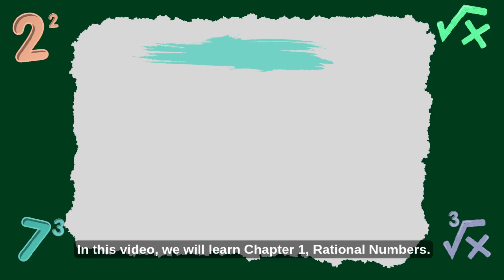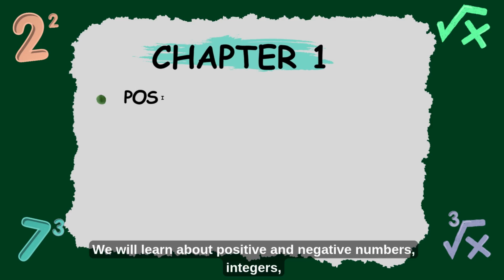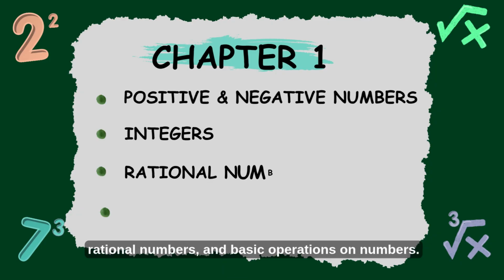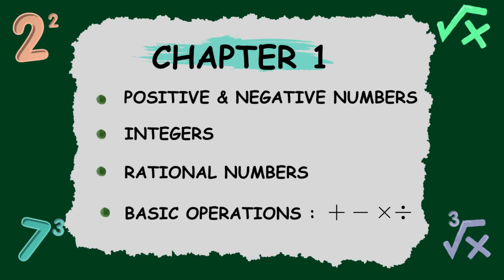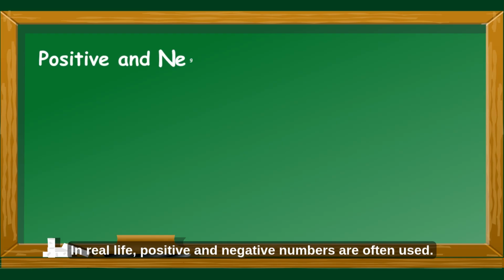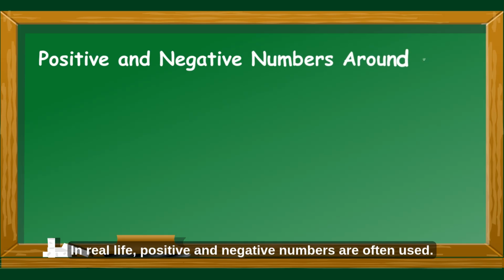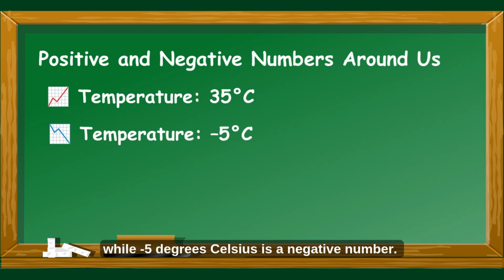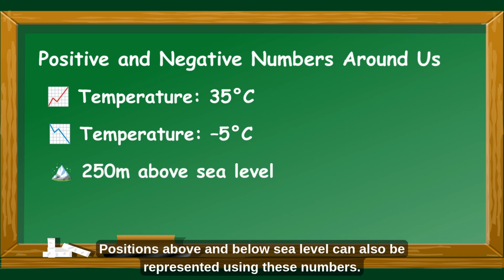In this video, we will learn Chapter 1, Rational Numbers. We will learn about positive and negative numbers, integers, rational numbers, and basic operations on numbers. Let's get started. In real life, positive and negative numbers are often used. For example, a temperature of 35 degrees Celsius is a positive number, while -5 degrees Celsius is a negative number. Positions above and below sea level can also be represented using these numbers.